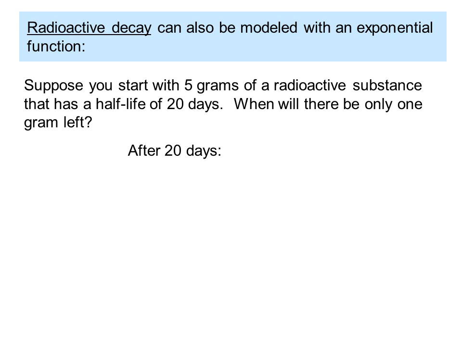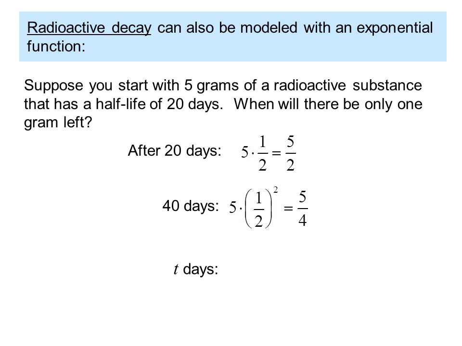Well, we know that after 20 days, half of the substance will have changed form. So we have 5 times 1/2, or 5 halves left. After 40 days, that is 20 more days, the amount left will be cut in half again. So we have 5 times 1/2 squared, or 5/4. After t days, the amount left is 5 times 1/2 to the t over 20.